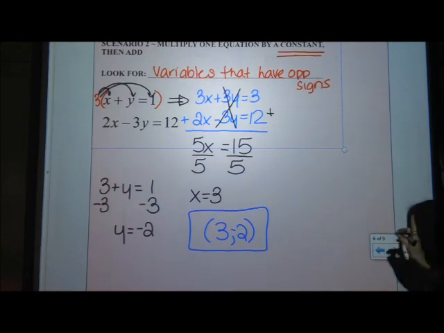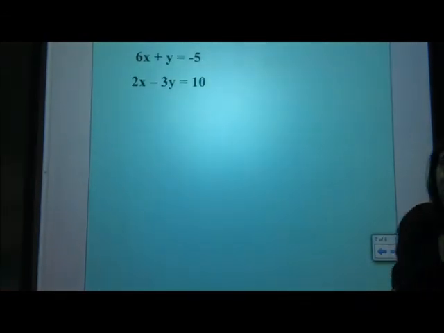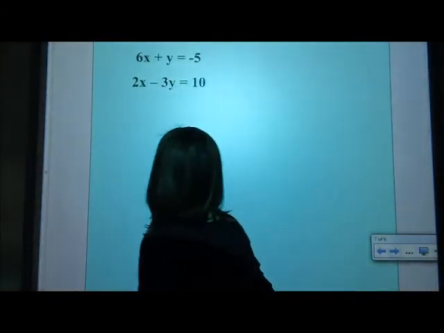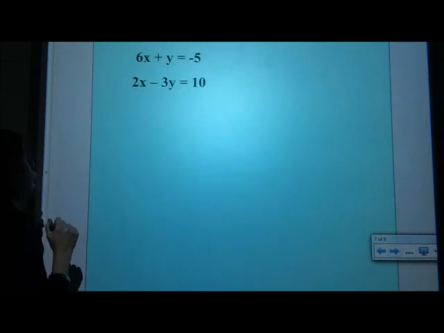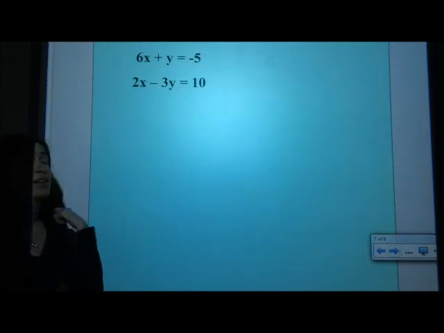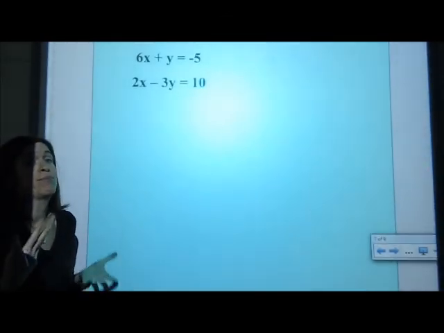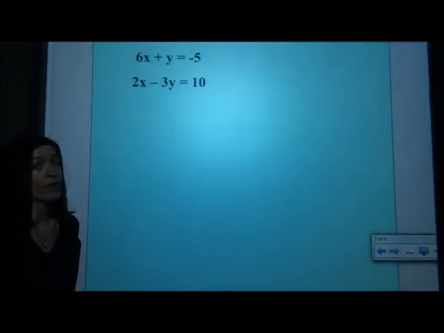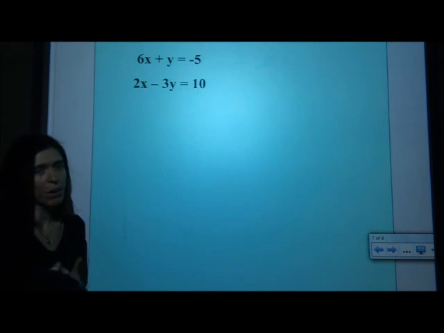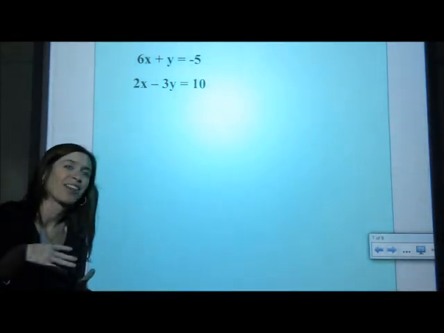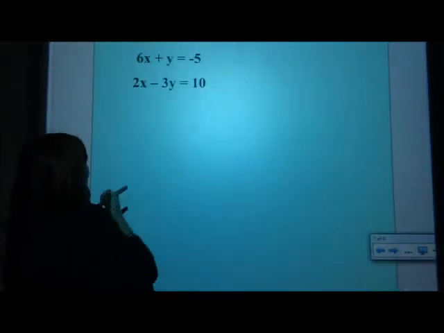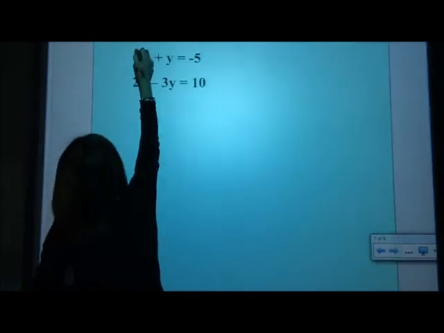Okay? All right, so now you're going to try one. You have one on your paper: 6x plus y equals negative 5, 2x minus 3y equals 10. Now, we may choose different variables to modify, but it doesn't make it wrong if we get the same answer, okay? So I want you to press pause and try it, and then come on back and we'll try it together, okay? Okay, so you've done it, and you got your answer, and I'm going to do my work here.